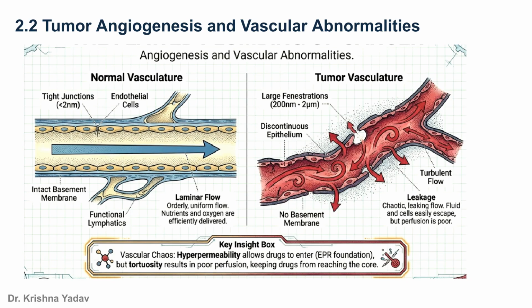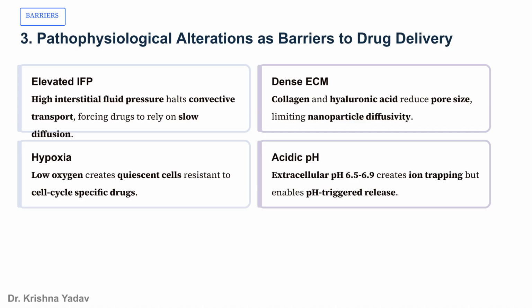Normal vasculature has tight junctions and orderly, uniform laminar flow. Tumor vasculature, in contrast, exhibits large fenestrations and turbulent flow, leading to leakage. Vascular chaos due to hyperpermeability allows entry, but tortuosity limits drug perfusion to the core. Pathophysiological alterations act as barriers. Elevated interstitial fluid pressure halts convective transport. Dense ECM, composed of collagen and hyaluronic acid, reduces pore size. Hypoxia creates quiescent, drug-resistant cells. Acidic pH causes ion trapping, but can enable pH-triggered release.